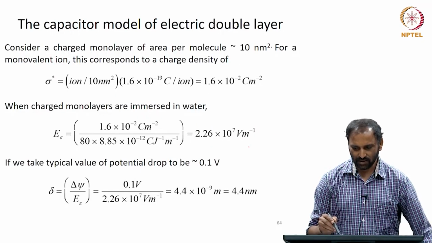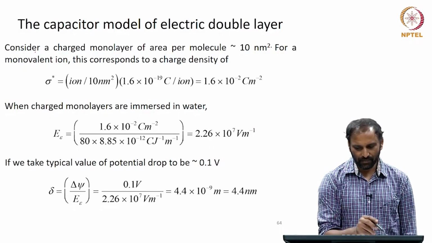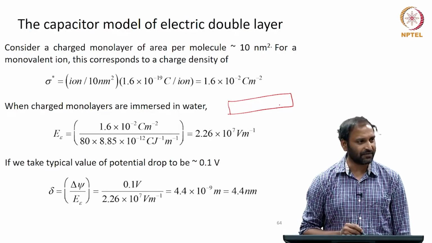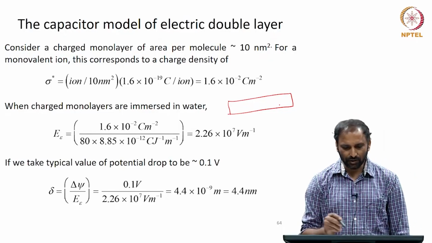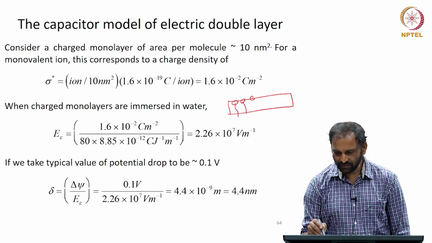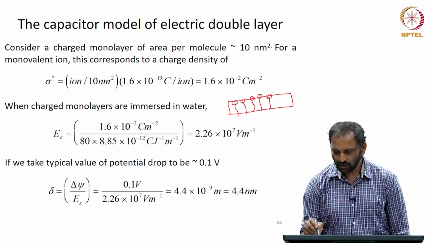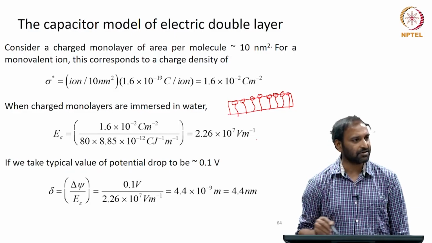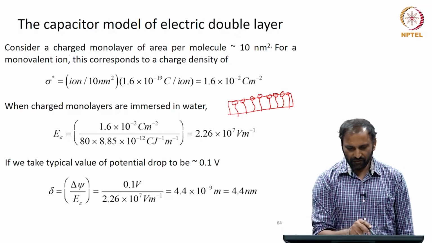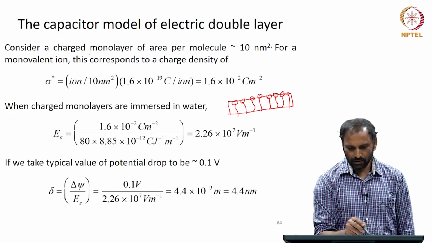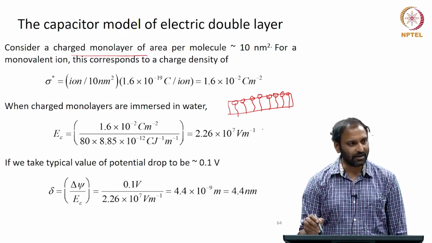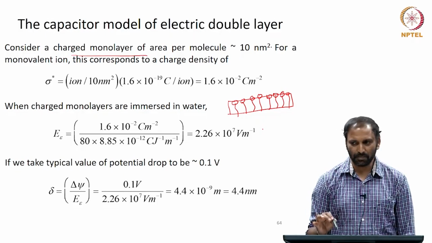Let us think about a simple case where I have a charged surface, and imagine that this charged surface is because of surfactant molecules which are attached to the particle surface. Now, the charged monolayer, I am talking about a monolayer because I have a single layer of surfactant attached to the particle surface.